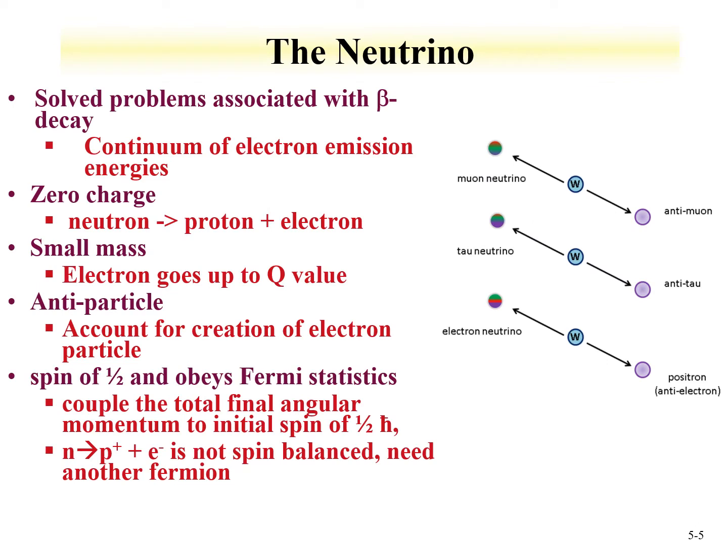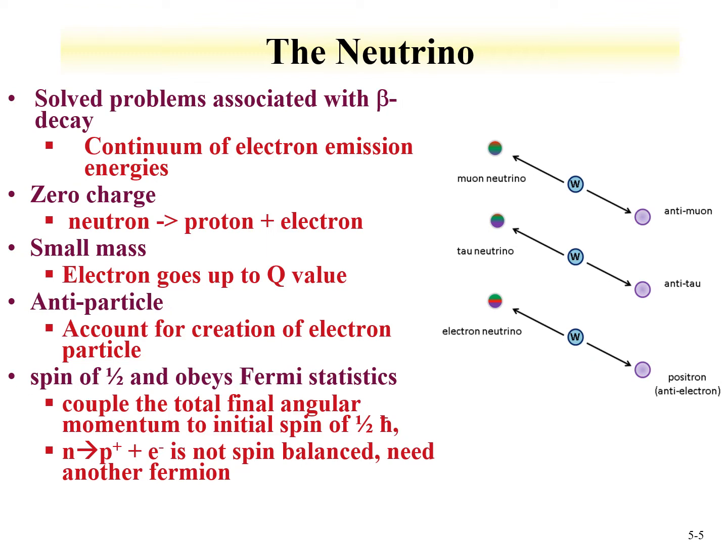Now we can use this energy decay behavior to evaluate some properties associated with the decay, and one of the first things that we can come up with is to discuss the neutrino. The neutrino solves some of the problems associated with beta minus decay. Right? So there's a continuum of electron emission energies. Well, that means that the total energy must be the sum of a number of particles.